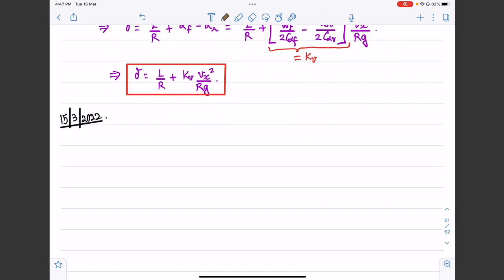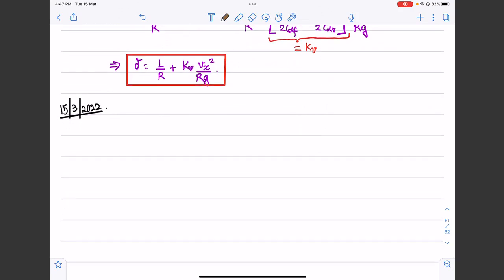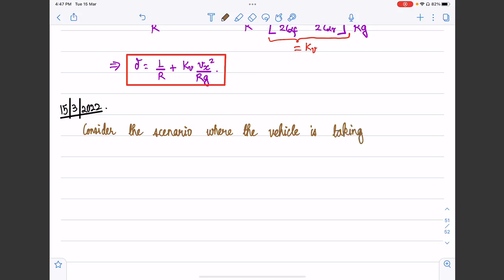So let's start analyzing this equation. Please note that we are considering steady state motion. Let me once again reiterate the scenario. I'm writing it again and again so that we remember the scenario we are considering: a vehicle taking a steady turn on a curve of constant radius R. So that is the maneuver that we are considering.